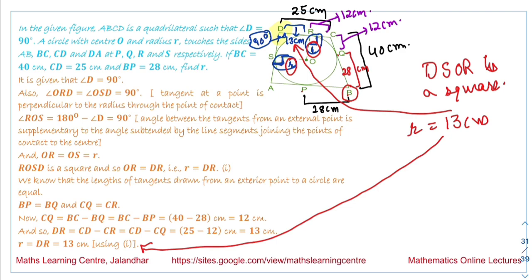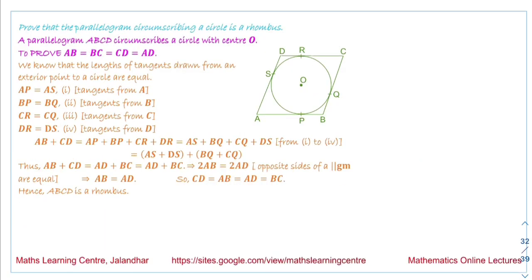Next is the theorem we have to prove, that a parallelogram circumscribing a circle is a rhombus. So a parallelogram is given, this ABCD is a parallelogram and it is given that it is circumscribing a circle. If we consider this A as the external point, AP and AS are the tangents. So both these lengths are x. Similarly these two lengths will be y, these two lengths will be z, and these two lengths we are saying will be w.